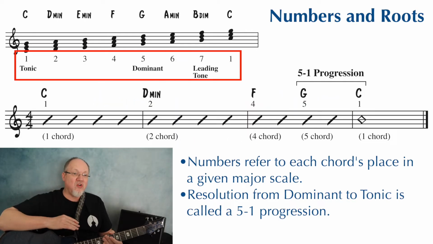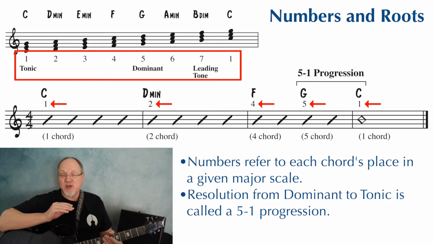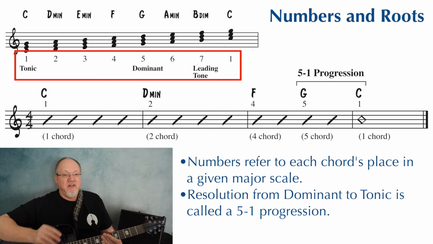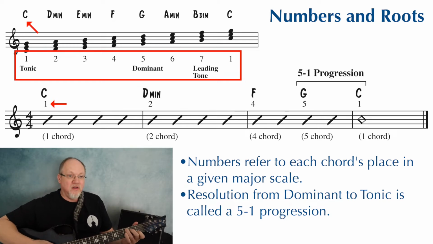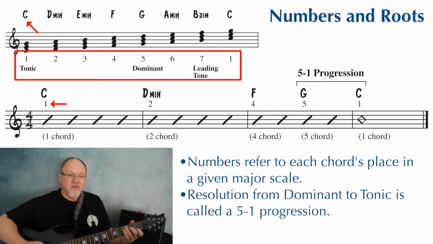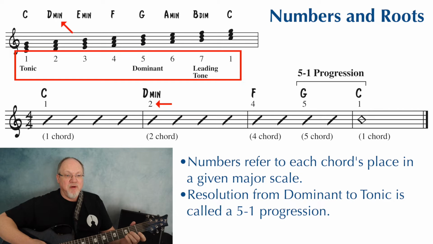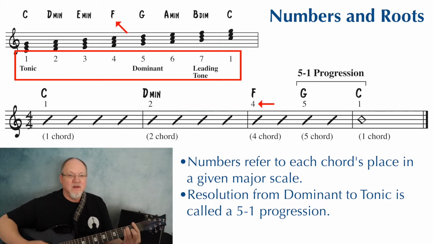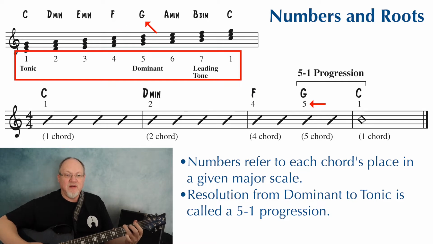Check out the numbers under these chords. The numbers refer to each chord's place in the major scale. And this progression is in the key of C major, which means that each chord comes out of the C major scale. In this progression, the C is the one chord, the D minor is the two chord because it's built on the second scale degree of C major, and so forth. C is one, D minor is two, F is built on four, and G is built on five, and one.